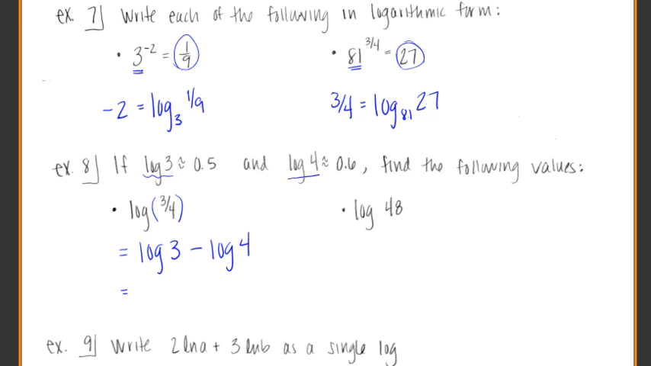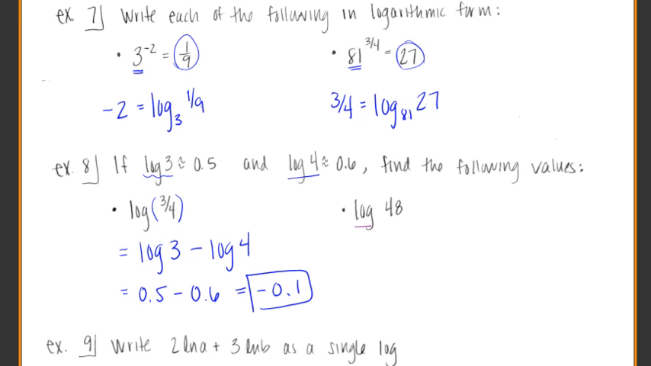Well, log of 3 is 0.5. Log of 4 is 0.6. So all this together then would be a negative 0.1. And there's the answer for that one. As I go over here to the next one, it's a little trickier because it's like, oh, it's 48. What we want to do is factor 48 into 3's and 4's, because I need it to say log of 3's and 4's, not just 48.